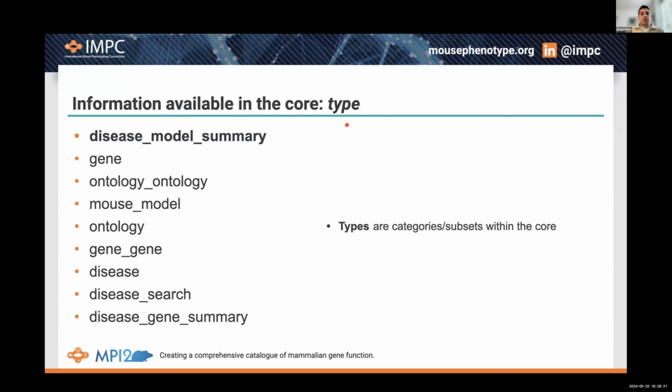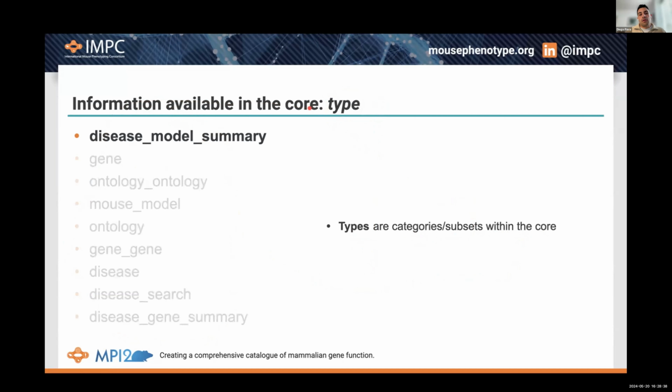Right, so within the phenotype core, I'll introduce a new type of information called a type. Types are essentially categories or subsets of information within that core. So that means that all of these types on the left are just different categories of information inside the phenotype core. Today, we will only look at the disease model summary type, which I believe is the one that's most useful to extract the information that we're interested in.